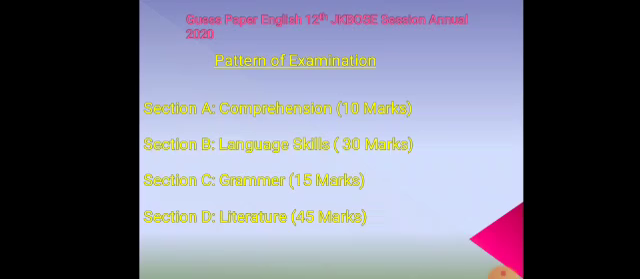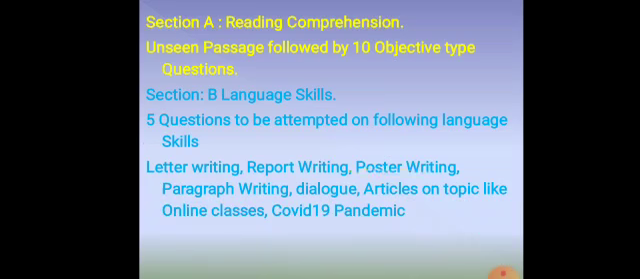First of all, we will take Section A, that is comprehension. Section A is basically reading comprehension. What is comprehension? Comprehension is basically the power of understanding. Here we will be given an unseen passage. We have to understand that passage completely. This unseen passage will be followed by 10 objective type questions. So what are the techniques? How will we solve the unseen passage correctly?